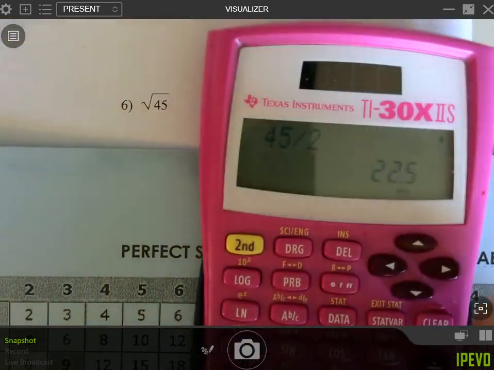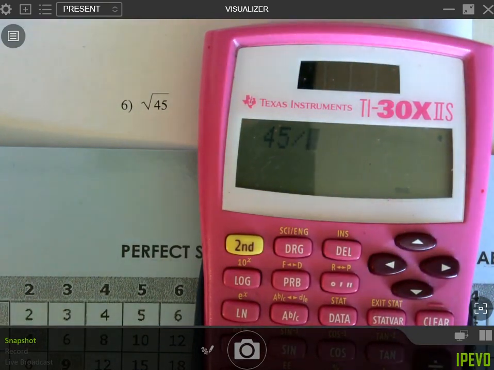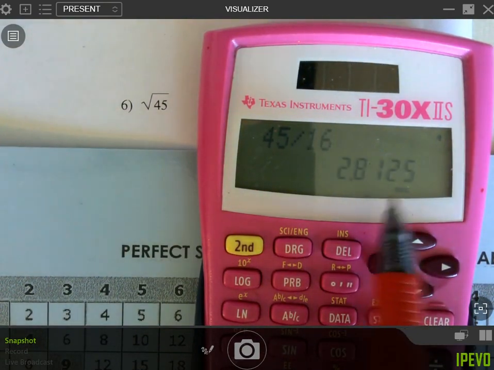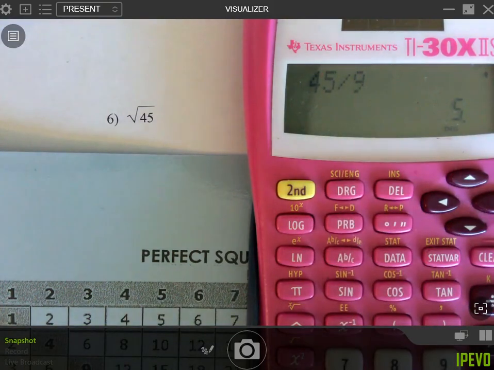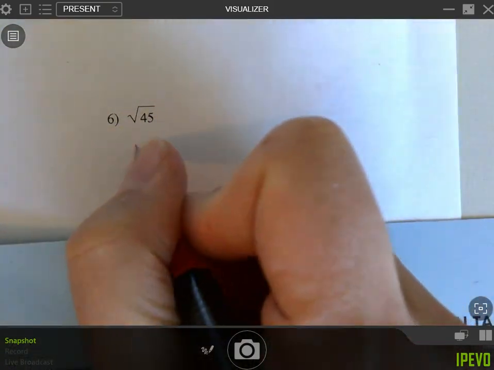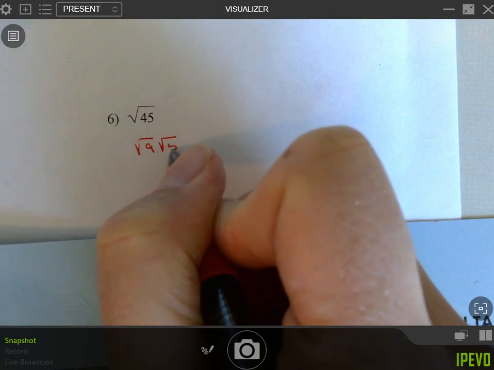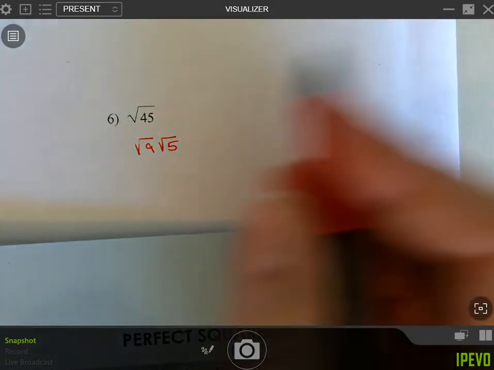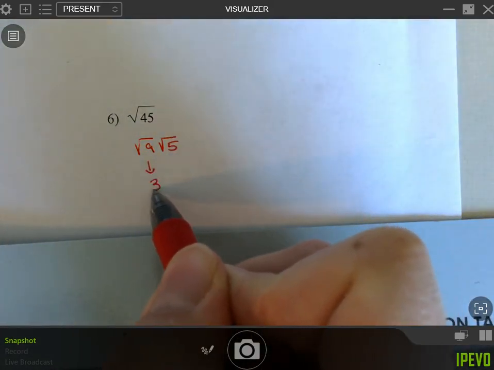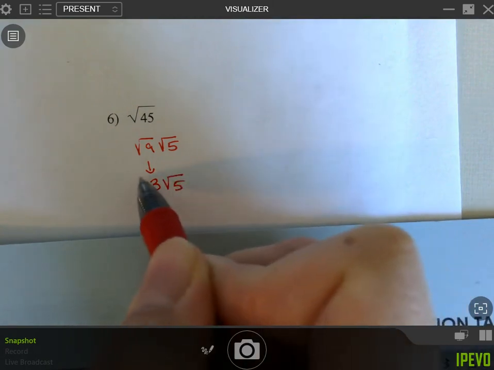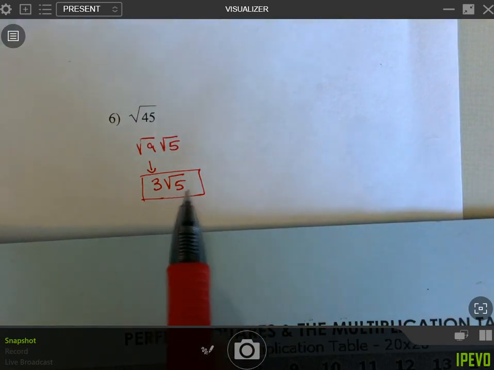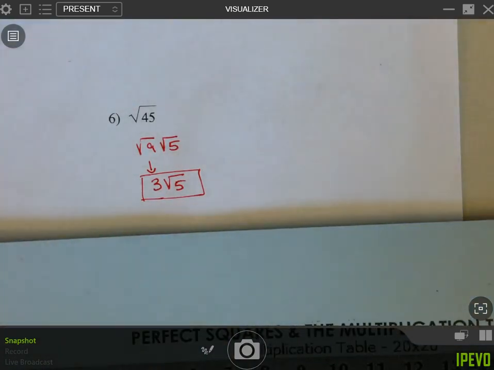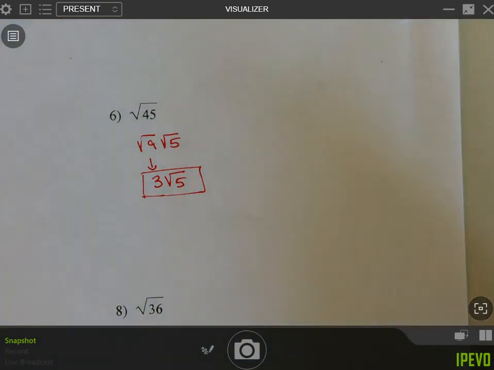I'm just going through my list. 45 divided by 16 does not divide evenly. Next perfect square is 9. Now, if I know my times table, I already know that this works. 9 times 5 is 45. So put your perfect square first. Put your leftover factor there. Square root of 9 is 3. Keep the square root of 5. So I could say 3 square root of 5 or 3 times the square root of 5. It is multiplication.